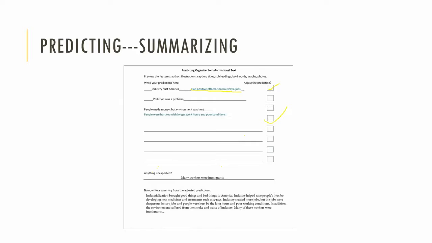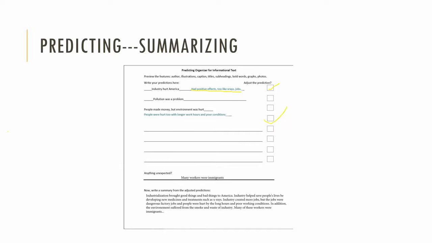One thing I like to include at the bottom of an organizer when I'm talking about predicting and analyzing what students read was anything that was unexpected. And one thing that I think students would talk about was maybe that many workers were immigrants in this particular article. It talked about that. They might say that. Now, this is where the summarizing comes in.